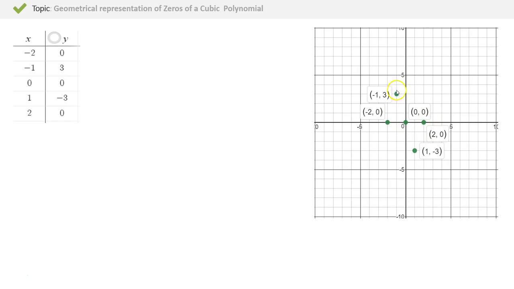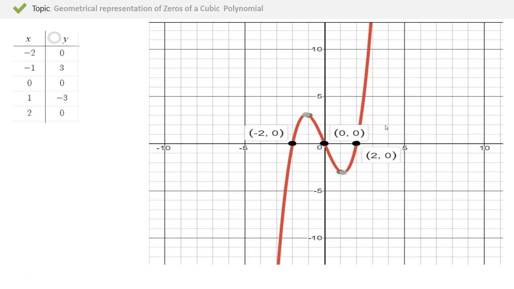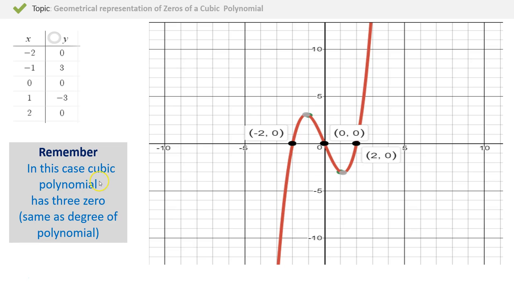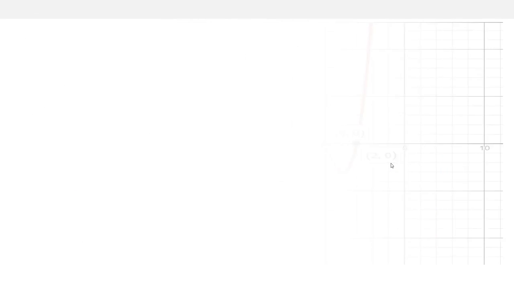Now if I try to join all these points, again it is not in your scope to really draw these graphs, but if you join them, you will see the x-axis is being intersected at 3 different points for a cubic polynomial. And this is how your graph would look, right? In this case, the cubic polynomial has 3 zeros, same as the degree of the polynomial. And the 3 zeros are minus 2, 0 and 2. This is the geometrical representation of the zeros of a cubic polynomial.